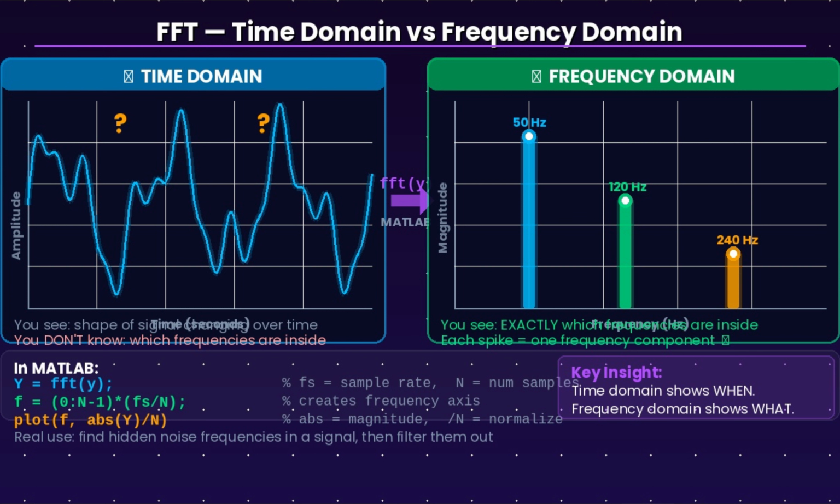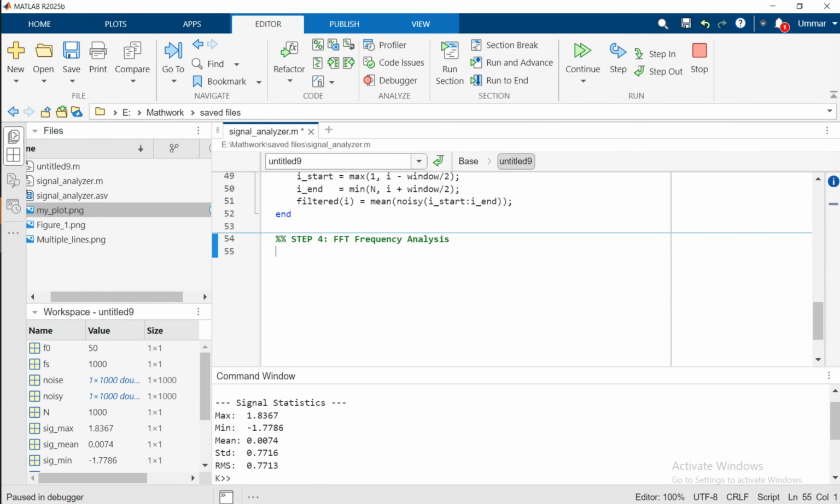Like the highest spike is at 50 Hz, and a lower spike amplitude at 120 Hz, and the amplitude at 240 Hz is even lower. It means the dips carry the higher frequencies, and the spikes carry our average or default frequency. So step number 4 is FFT frequency analysis.